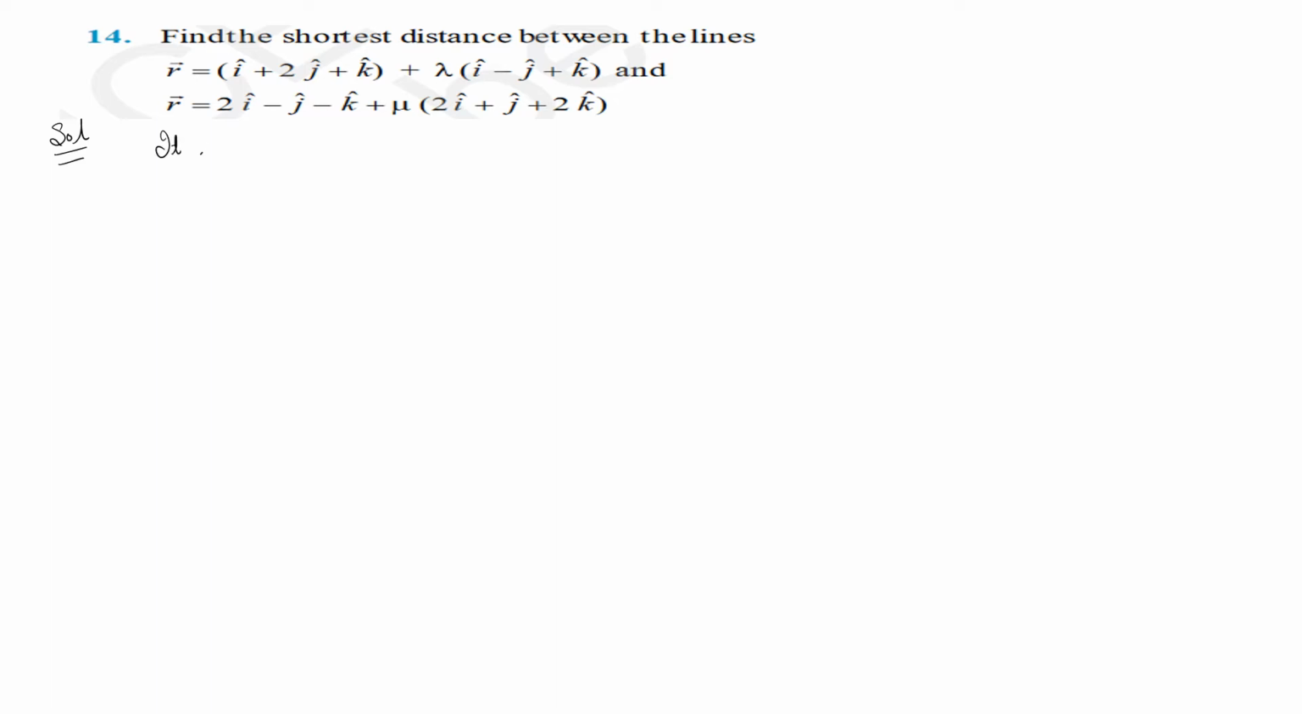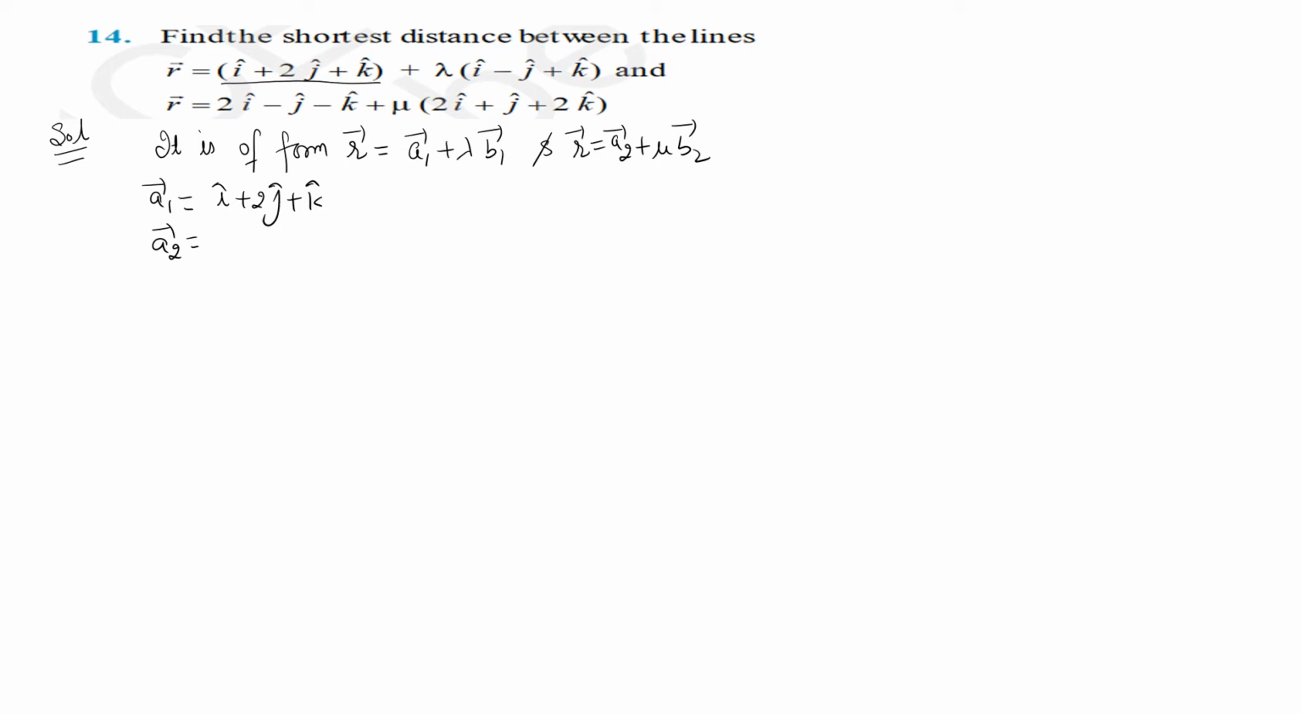It is of the form r vector is equal to a1 plus lambda b1, the first equation, and the second one is r is equal to a2 plus mu b2. Okay, so let us understand what is your a1. a1 is your this first vector, so it is i plus 2j plus k, and a2 vector is your this one, 2i minus j minus k. Okay, b1 vector is your this i minus j plus k, and b2 vector is your 2i plus j plus 2k.